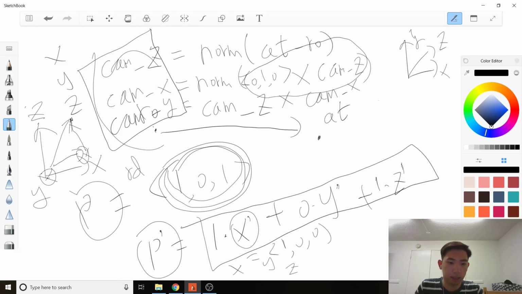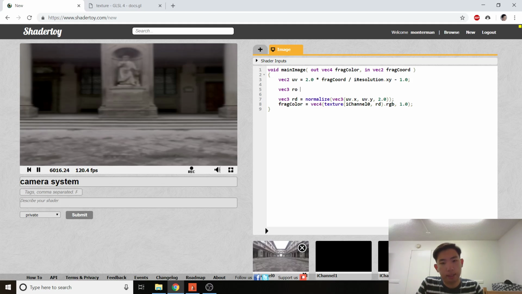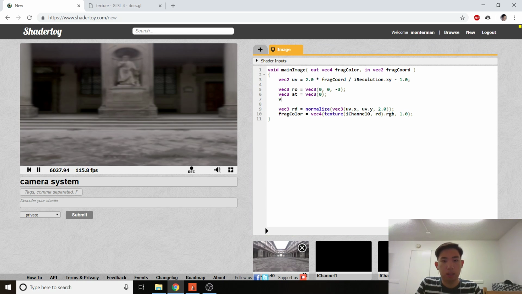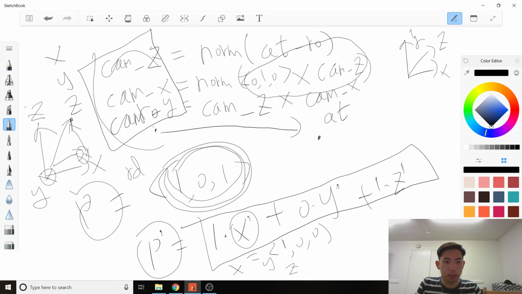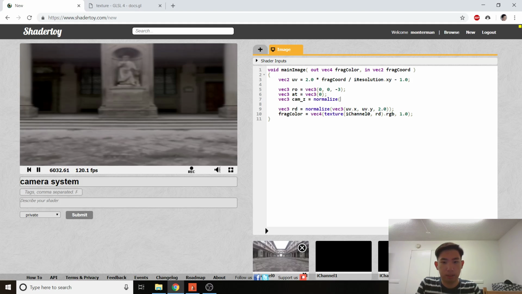Let's set a camera point origin. So ray origin is equal to, let's say, origin. You go to origin, then step back by 3 units, and you stare at the origin. Camera z is, as I've said, the normalized at versus ray origin. Cam x is normalized cross product global y-axis and cam Z.